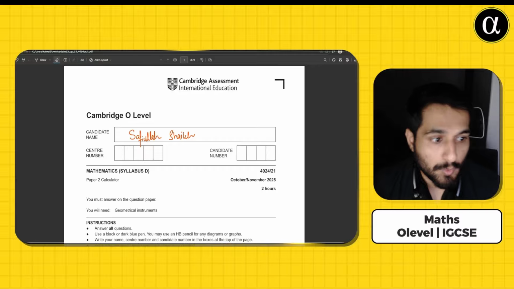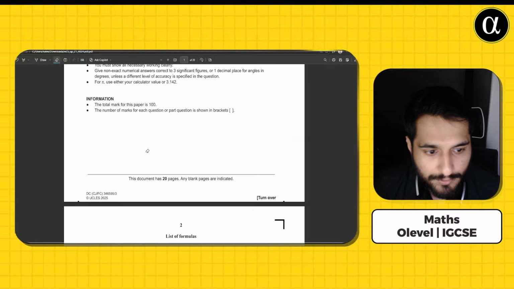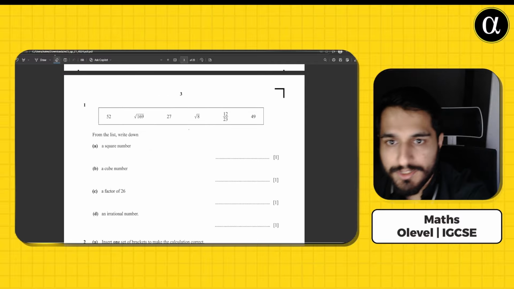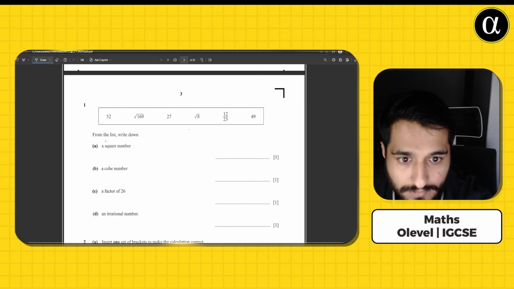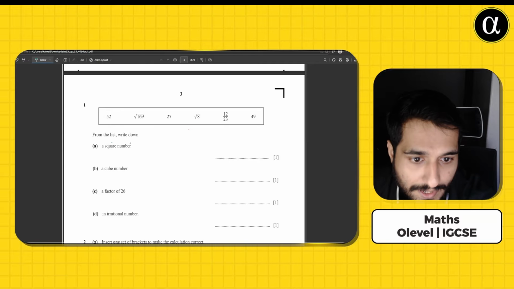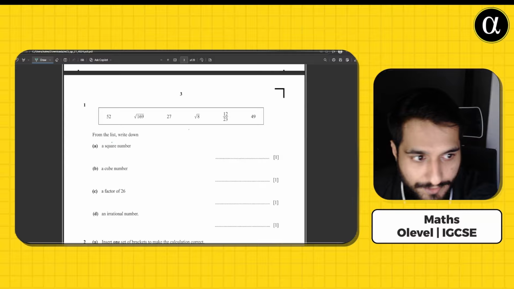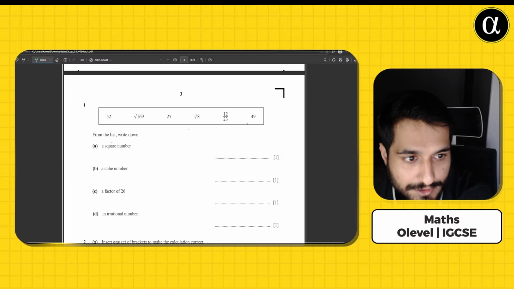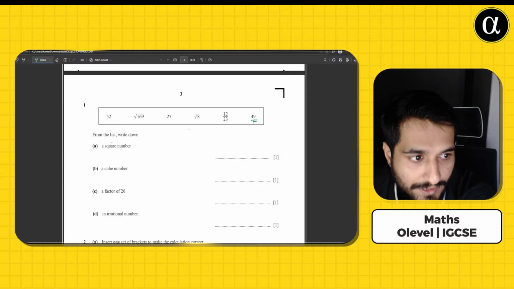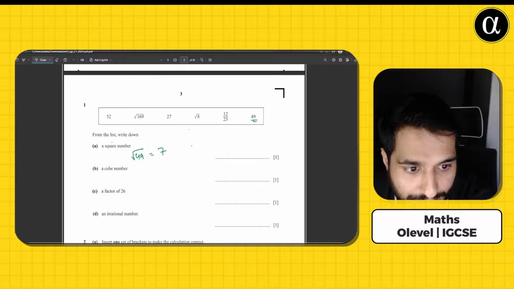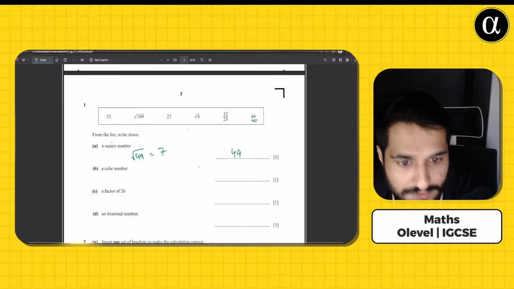We're going to solve the October-November 2025 paper 2-1 of Mathematics O Levels, that is syllabus 4024, syllabus D. Now let's start with question number 1. Question number 1 states that we need to write a square number. What are square numbers? When you apply a square root on it, it should give you a perfect integer. So 49 is a perfect square of 7. The square root of 49 gives us 7. Hence 49 is going to be the answer for this case.